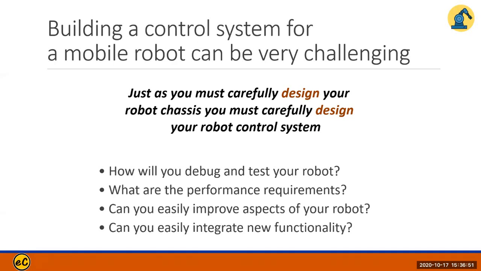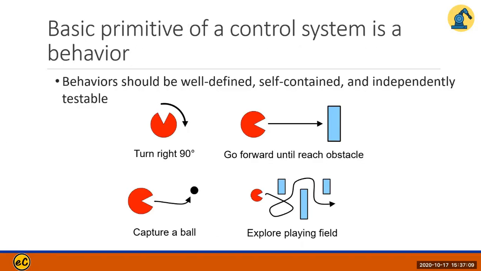So how will you debug and test your robot? There's a testing problem. What are the performance requirements? Can you meet them or not? Can you easily improve aspects of your robot functionality? Can you easily integrate a few functionalities and put them together to work as a whole?